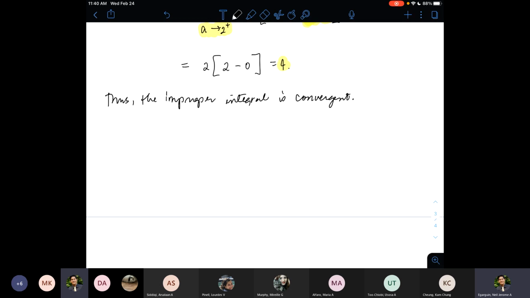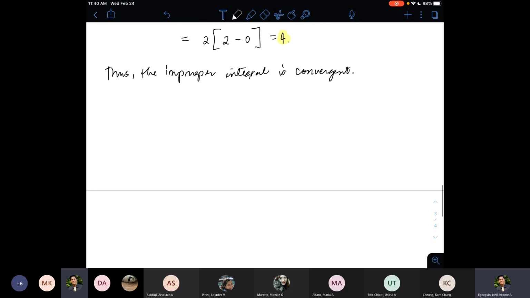Okay, let's see another one. Did you find any interesting problem from worksheet 6? If there are still no suggestions, I'll go ahead with problem 23. Integral from... Questions? Oh, go ahead.